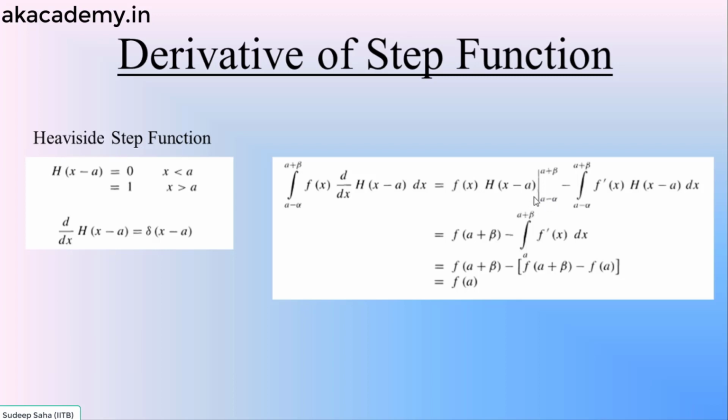here a minus alpha. So if x is less than a, this is 0, and if x is greater than a, then this is 1. So in the lower limit this function will be 0, and in the upper limit this will be 1.